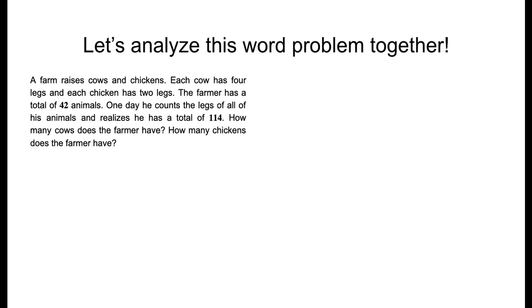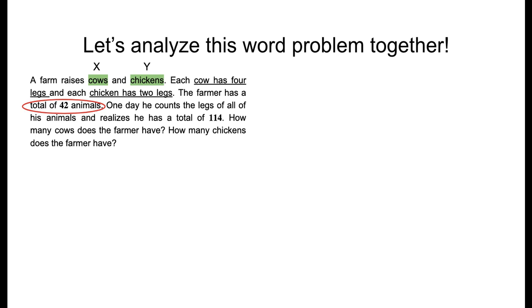So let's analyze this word problem together. A farm raises cows and chickens, which we can go ahead and label as our X and our Y. Each cow has 4 legs, and each chicken has 2 legs. So we're going to make sure we underline that. That's essential information. The farmer has a total of 42 animals. That's very imperative. That's why we circle it.